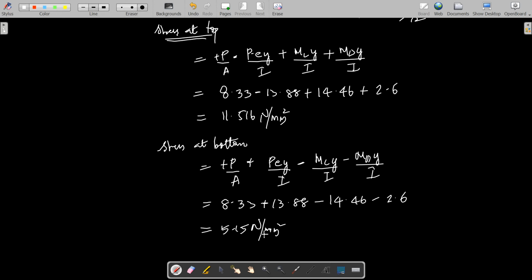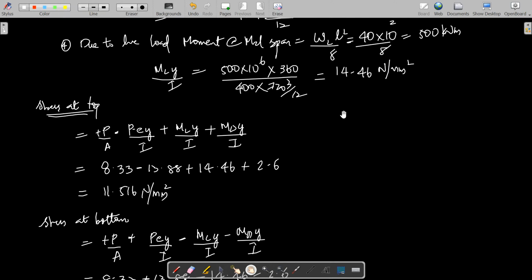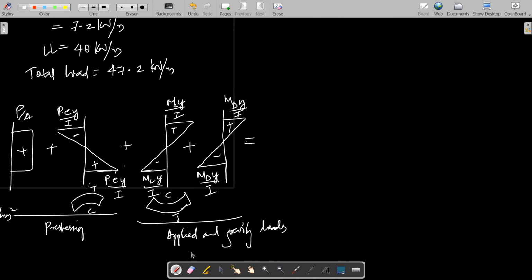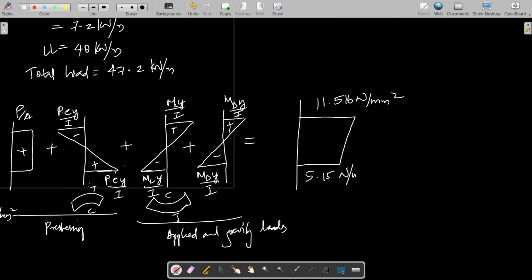From here you understand that we got both positive, which means both are compressive stresses. So the final diagram you will get is both compressive, with 11.516 Newton per mm square at the top and 5.15 Newton per mm square at the bottom, and the total section is under compression. I hope you are clear with this.